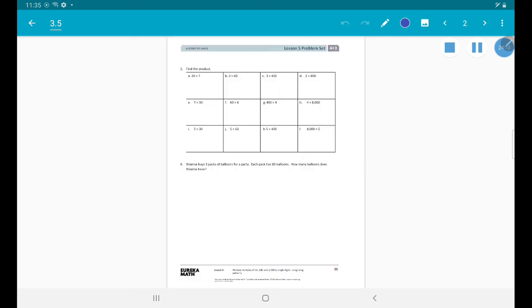All right. On the back of that page, I'll do the first one with you. You're just finding the product. 20 times 7, 2 times 7 equals 14. And I have 1 zero, so 20 times 7 equals 140. So you need to finish the rest of this page and complete your exit ticket.